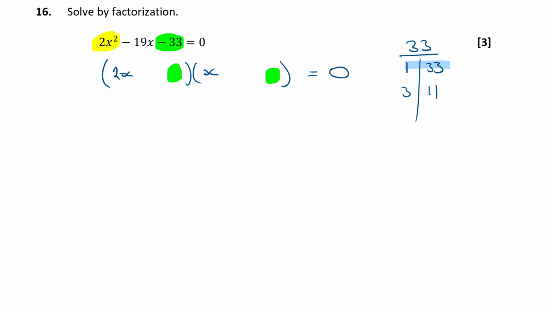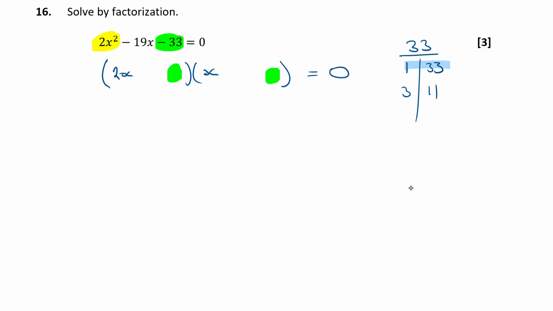Okay, so let's try the other two numbers, 3 and 11. Could put the 3 there and the 11 there. 2x times 11 is 22x, 3 times x is 3x, so 22x take away 3x is 19x, isn't it? So that one works, and it wouldn't work the other way around. I'm just going to show you. If I put the 11 here and the 3, I'm going to get 2x times 3, which is going to give me 6x, 11 times x, which is going to give me 11x, and the difference between 11x and 6x is 5x, not 19x.